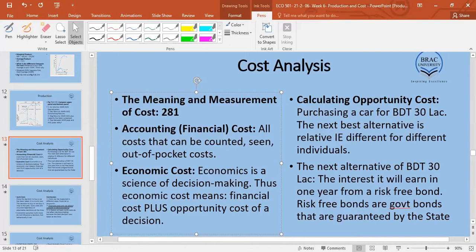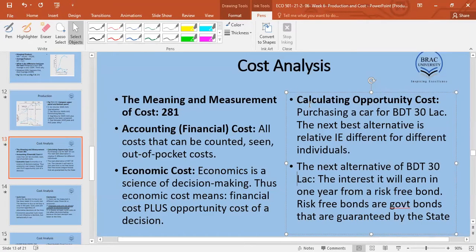Do you remember that we discussed this? If I decide to buy a car that costs 30 lakh taka, it's a decision. I haven't bought it yet, but isn't it a decision that I'm thinking about, that I need to buy a car and the car will cost me 30 lakh taka? It's a decision, sir. Okay.